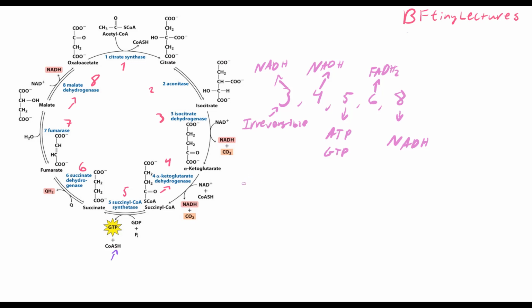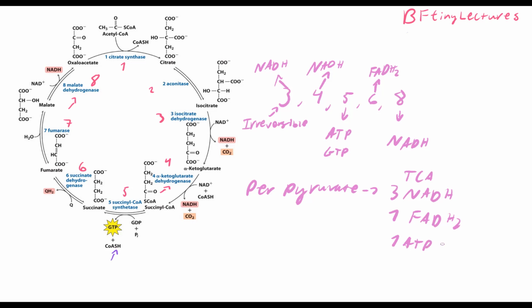So we can say per pyruvate, how many electron carriers are we gonna produce? Per pyruvate, we produce 3 NADH in the TCA cycle. Per pyruvate, we created 1 FADH2. Per pyruvate, we created 1 ATP or GTP.